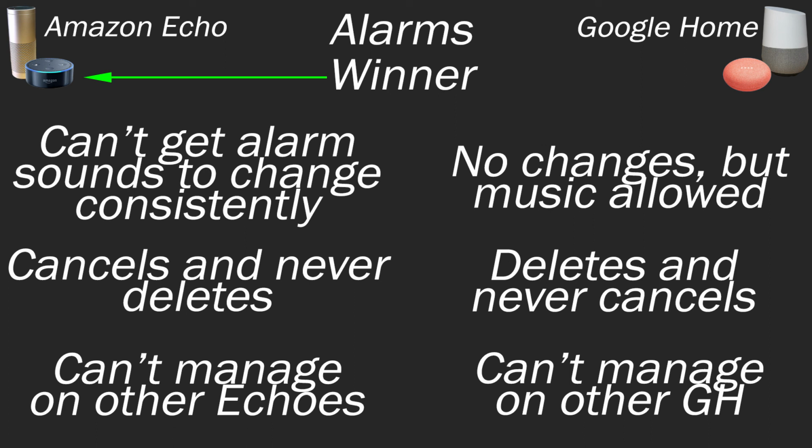Now, what I'll say for both of these devices is you can't tell one Google Home or one Echo to create an alarm on another device you have in the home. They still can't manage alarms on other devices. Neither of them can do that today. I don't know if we'll see that functionality anytime soon. You also can't broadcast an alarm to multiple devices, so you can't use a speaker group on either system.